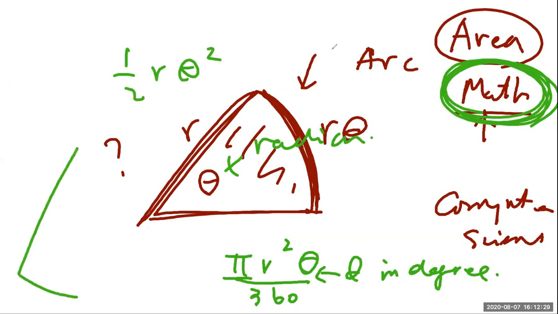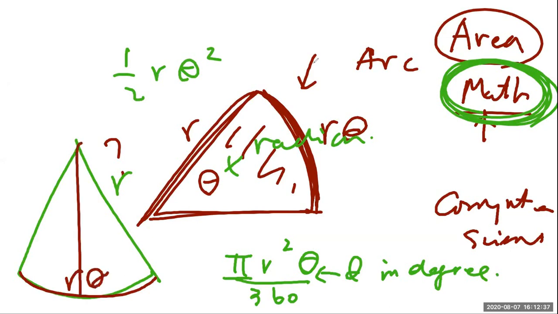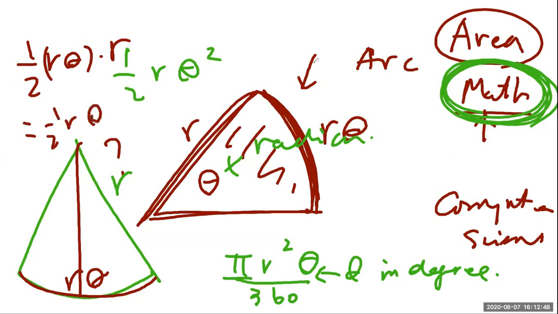It actually is like this. Your radius is this one. Your base arc will be r theta. So it's just like your triangle, you have half base times your height, and that will give you half r squared theta. Is that okay? So when theta equals 2 pi, you get pi r squared. Is that okay?